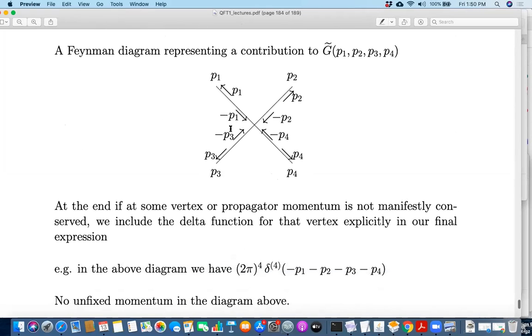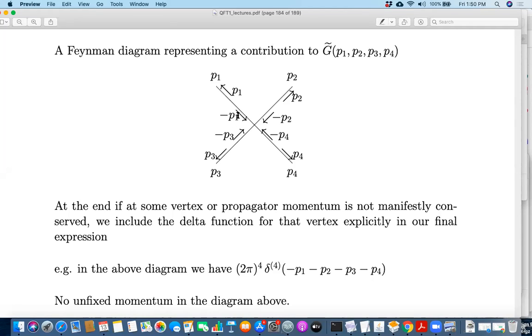So here is a simple Feynman diagram. This in fact we discussed yesterday, but let me go through it again. You have a 4-point function, 4 external points, P1, P2, P3, P4. And this is the diagram we are considering, with one internal point, which is here. So we label the momenta in such a way that the momentum conservation is manifest in all the propagators and vertices, at least as far as possible.